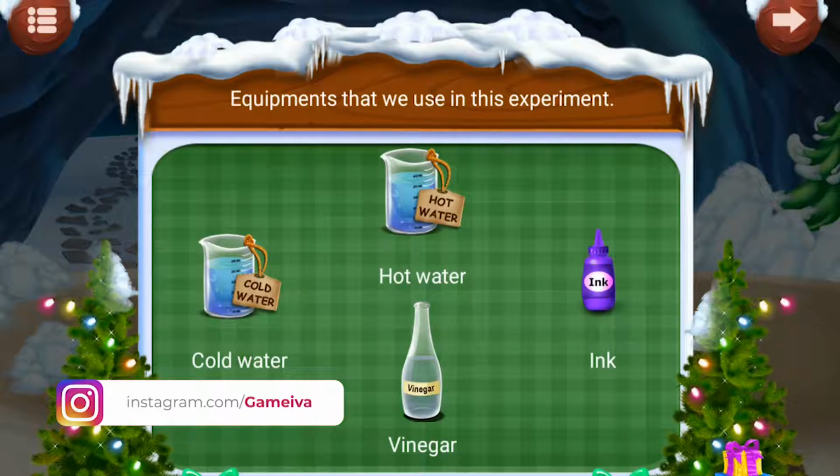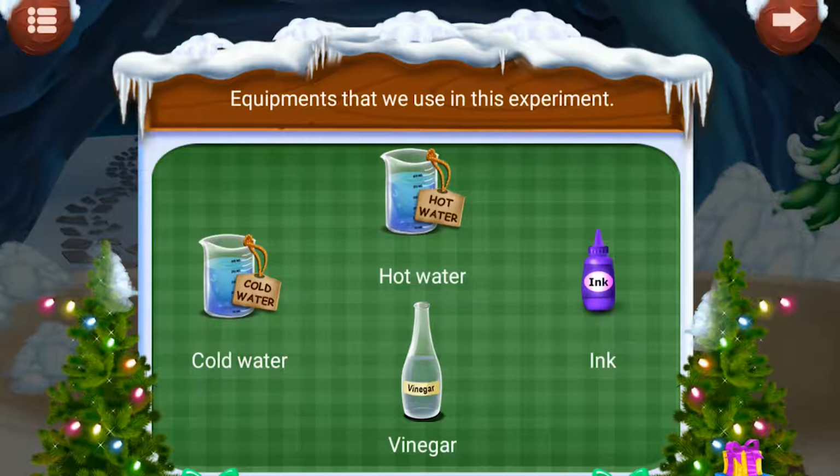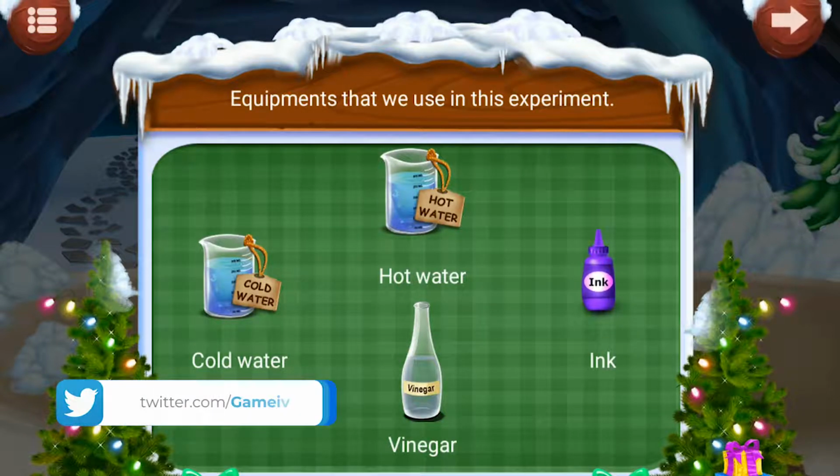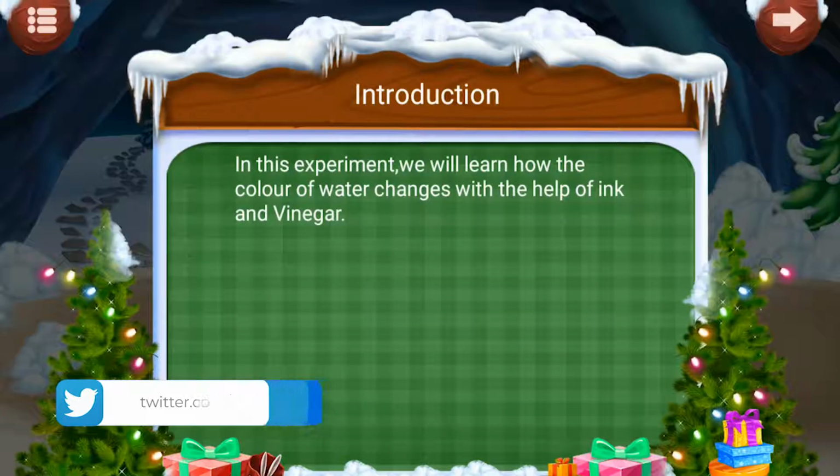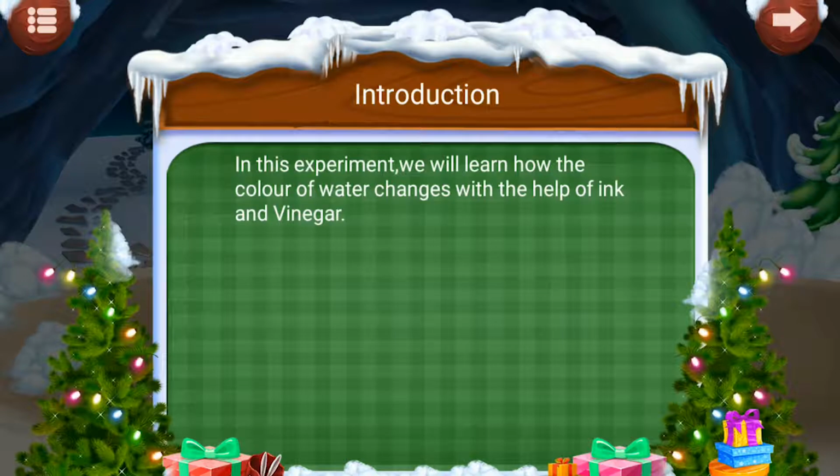Equipments that we use in this experiment: cold water and hot water, ink, vinegar. Introduction. In this experiment, we will learn how the color of water changes with the help of ink and vinegar.